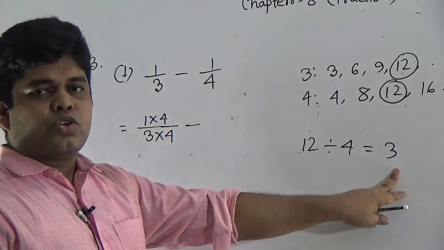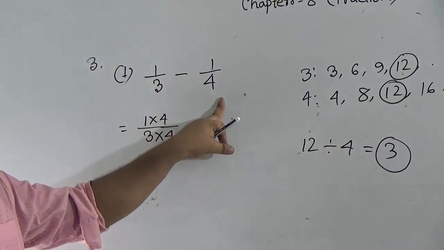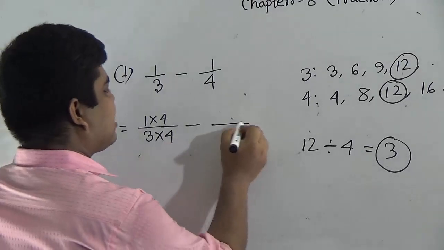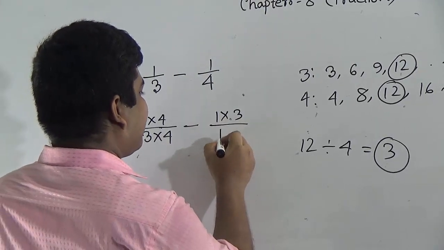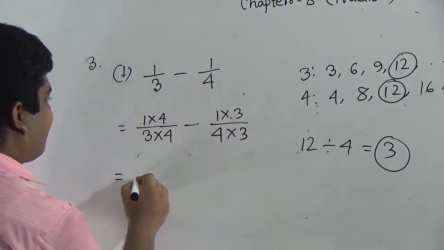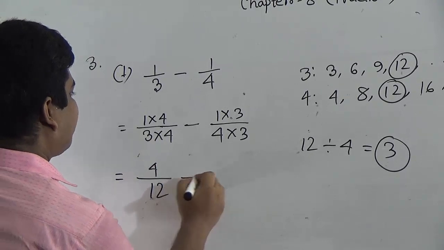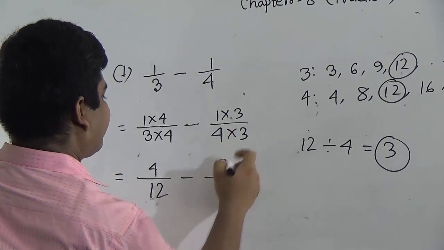4 3s are 12. Now we multiply this 3 with the numerator and denominator of the second fraction. Just like 1 multiplied by 3, 4 multiplied by 3. Then 4 1s are 4. 4 3s are 12. 3 1s are 3, 4 3s are 12.